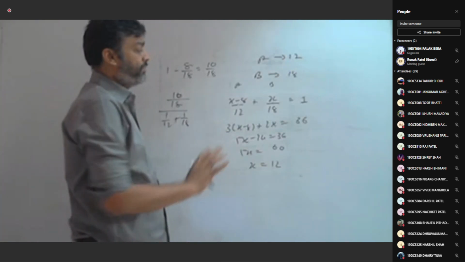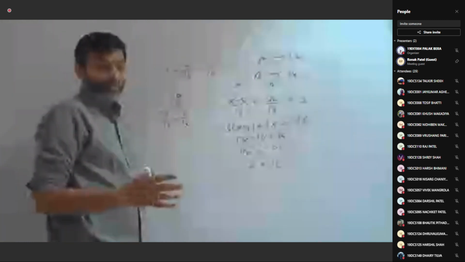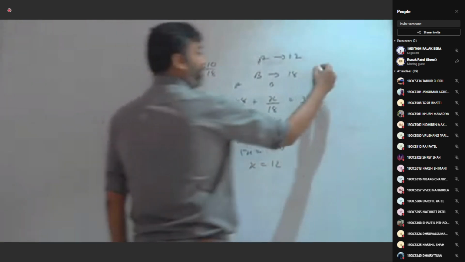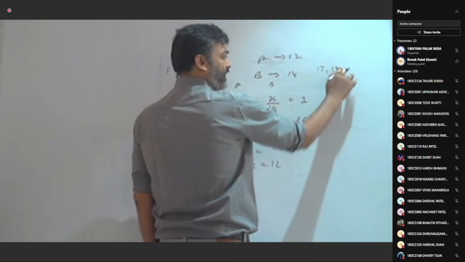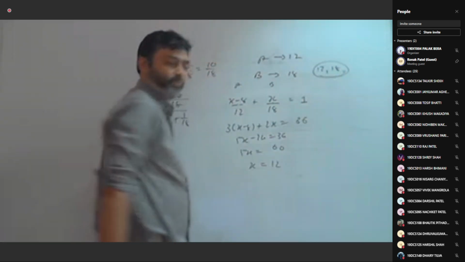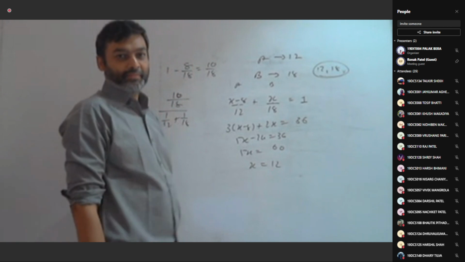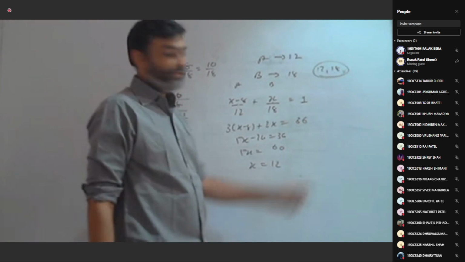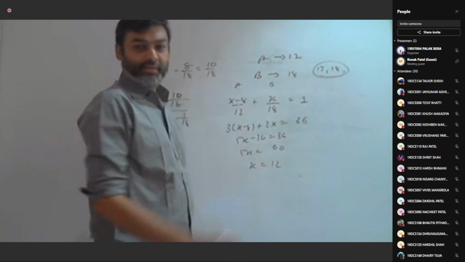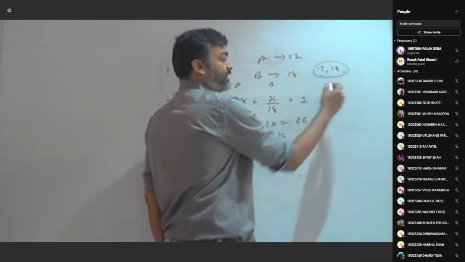That you can assume one number. You can assume one number which is a multiple of 12 and 18. Try the LCM of 12 and 18. Just I give you an idea if you want to use this method. So the LCM of 12 and 18 will be 36.